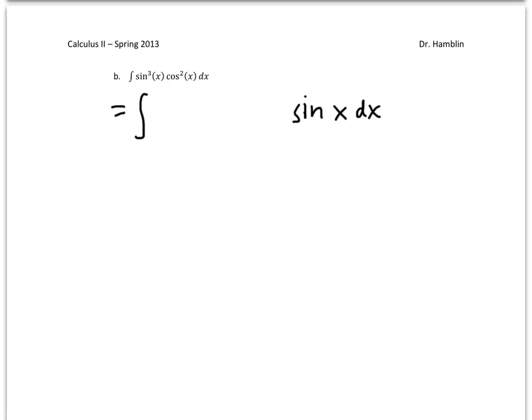And then I want to turn everything else into cosines. Well, I already had a cosine squared, so I'm going to leave that alone. And then the sine cubed here, I took away one of the powers of sine, so what I have left is sine squared. How do I rewrite sine squared in terms of cosine? Well, sine squared is 1 minus cosine squared.